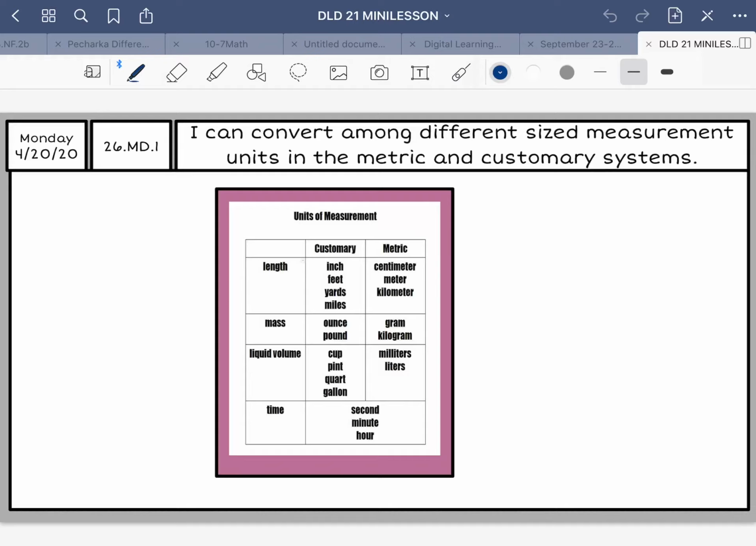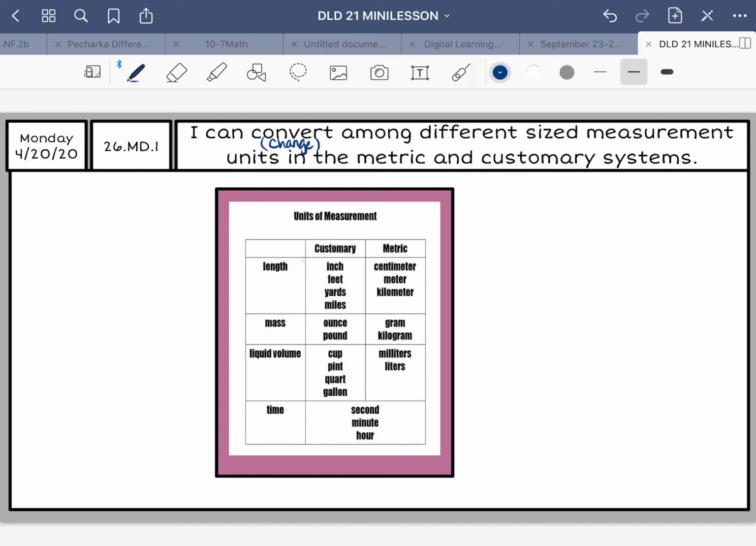Today I'm going to teach you how to express or convert larger units of measurement into smaller units within the same measurement system. So let's read the I can statement together. I can convert among different sized measurement units in the metric and customary systems. So convert means to change. And I'm just going to write that on here in parentheses. Convert means to change.